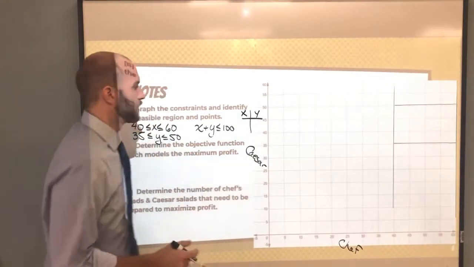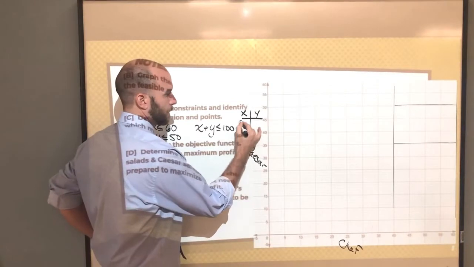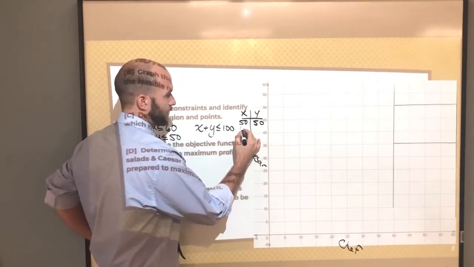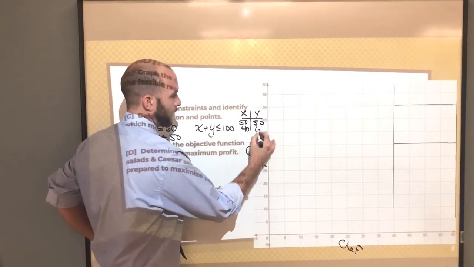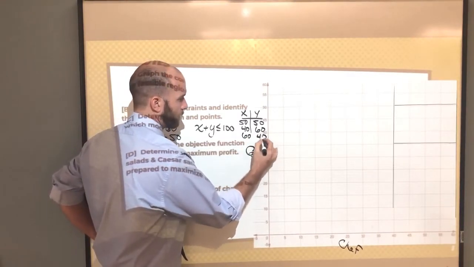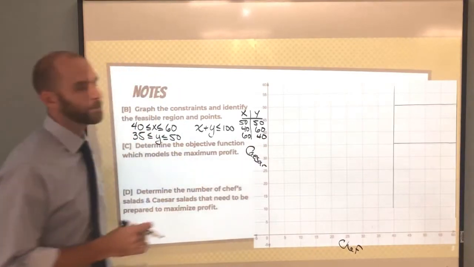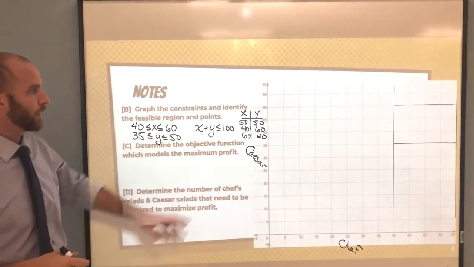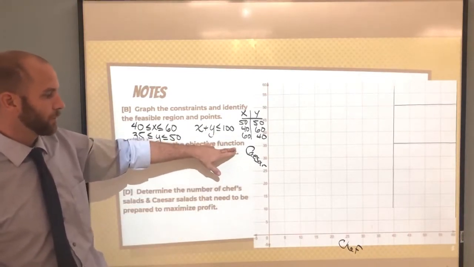Let's start with some simple points. If X is 50, Y is also 50. If X is 40, Y is 60. And if X is 60, Y is 40. You probably did something similar to this in Algebra 1 where you started off by graphing using XY tables, but I'm going to use these 3 points to make my graph here.